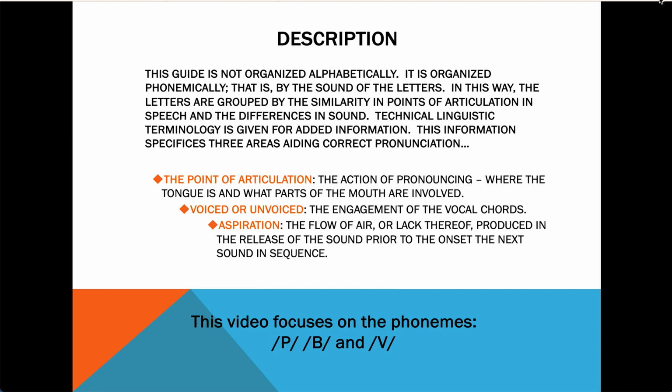This information specifies 3 areas aiding correct pronunciation. First, the point of articulation, or the action of pronouncing, where the tongue is in the mouth and what parts of the mouth are involved. The voiced or unvoiced, that's the engagement of the vocal cords. And aspiration, or the flow of air or the lack thereof produced in the release of the sound prior to the onset of the next sound sequence.